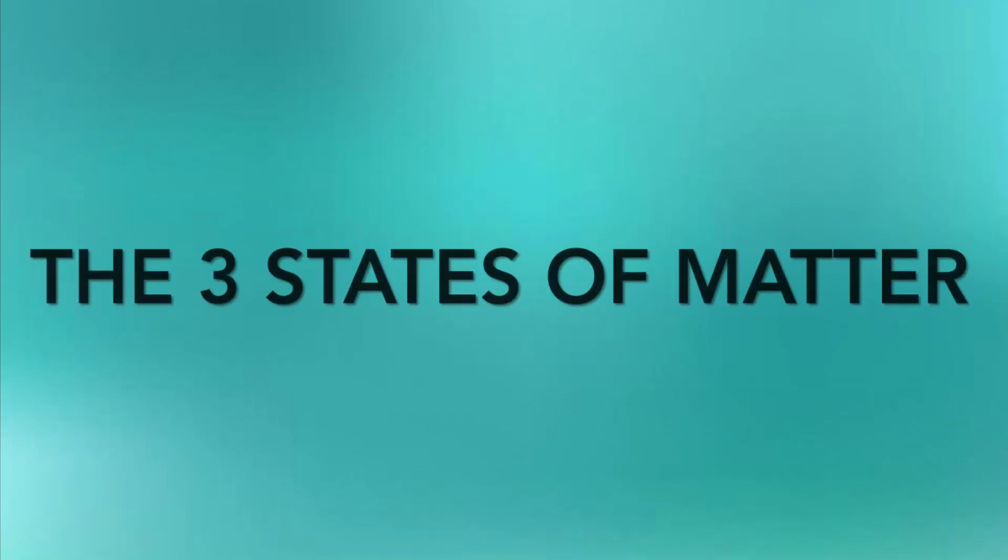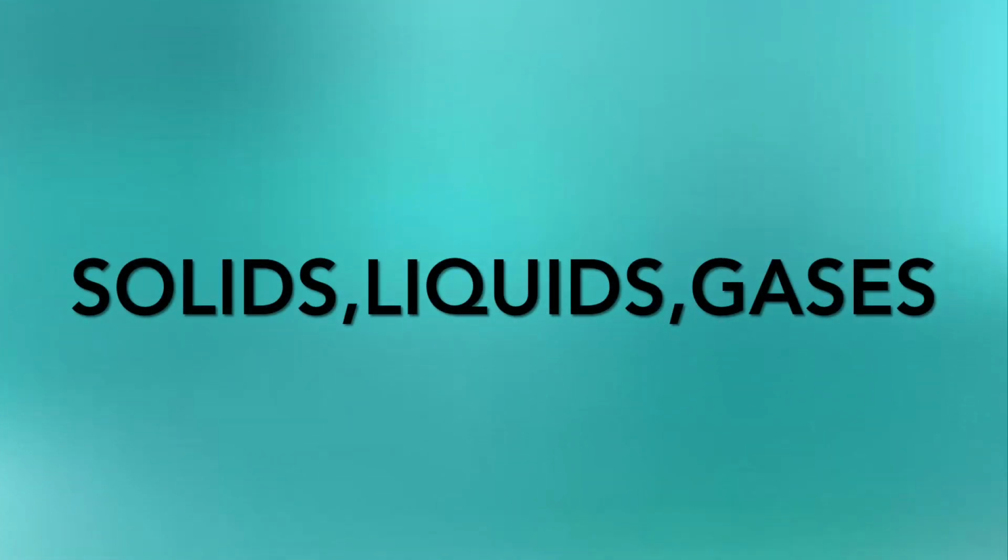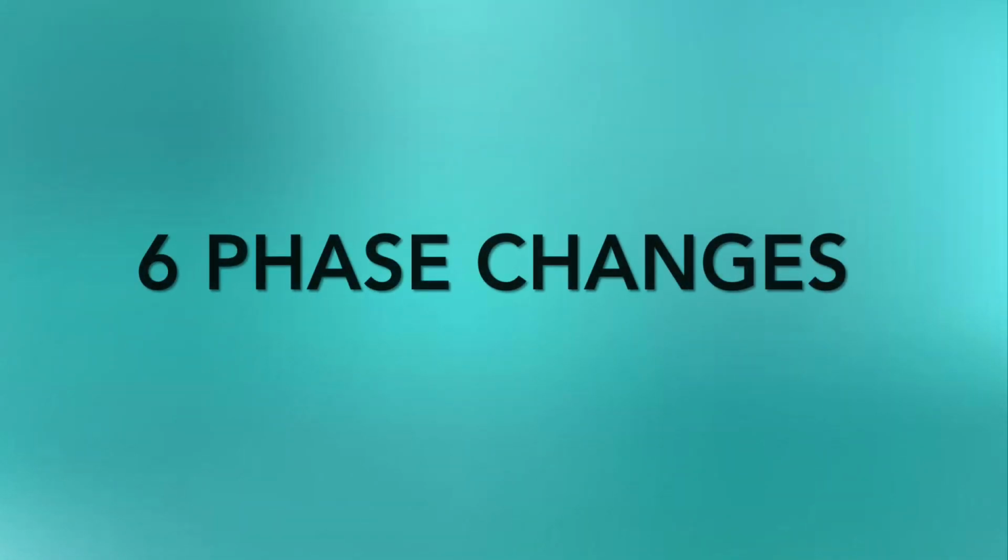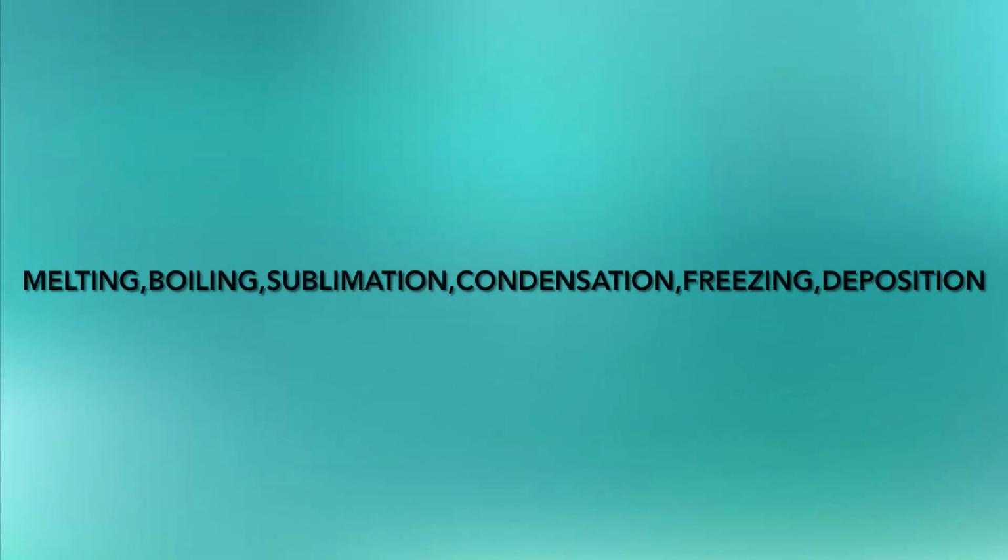Hi, today I will be showing you what the three states of matter are. The three states of matter are solids, liquids, and gases. We will also be talking about the 6 phase changes. The 6 phase changes are melting, boiling, sublimation, condensation, freezing, and deposition.